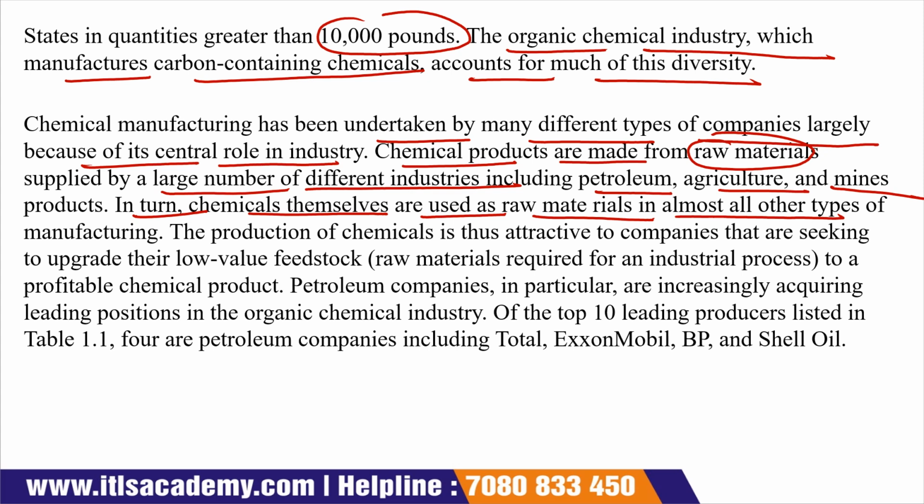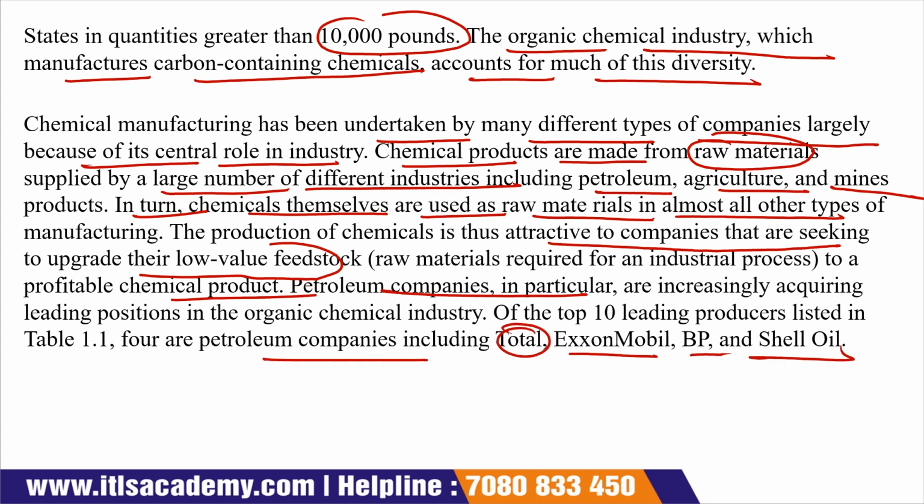Production of chemicals is thus attractive to companies that are seeking to upgrade their low value feedstock. Feedstock means the raw material which is required for an industrial process to make a profitable chemical product. Petroleum companies in particular are increasingly acquiring leading positions in the organic chemical industry. Of the top 10 leading producers listed in table 1.1 that we already discussed, four are petroleum companies including Total, Exxon Mobil, BP and Shell Oil. They are petroleum companies.